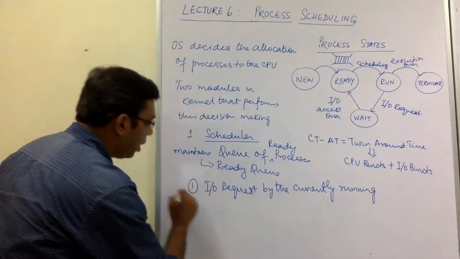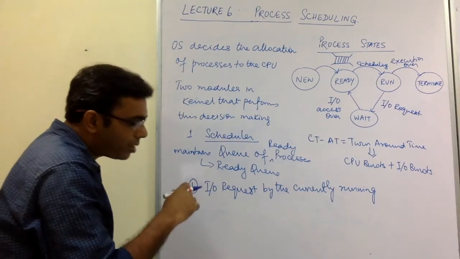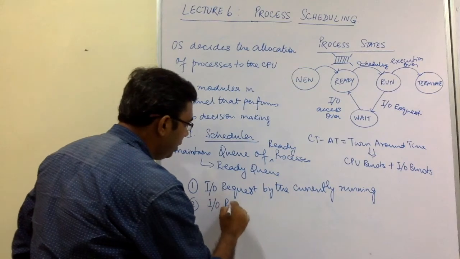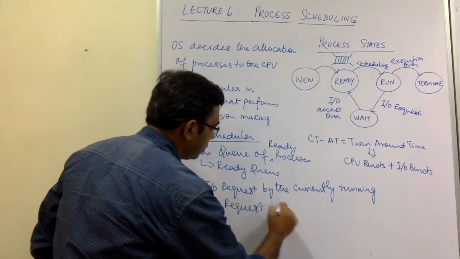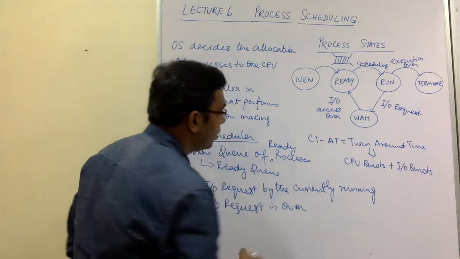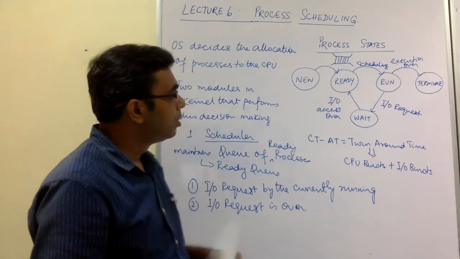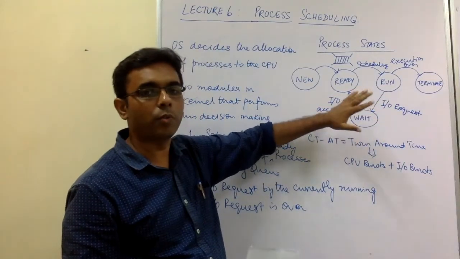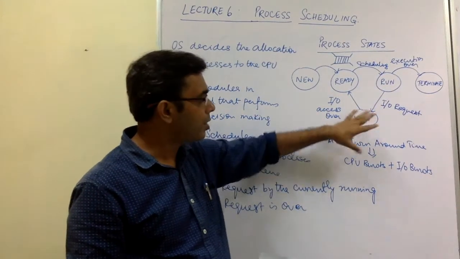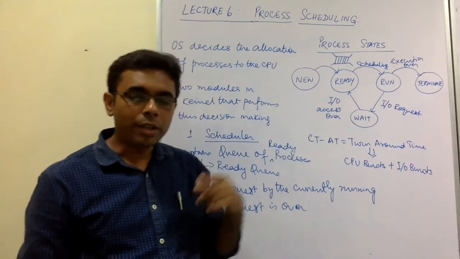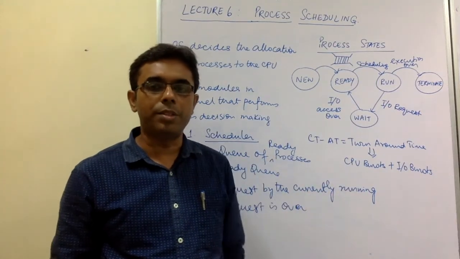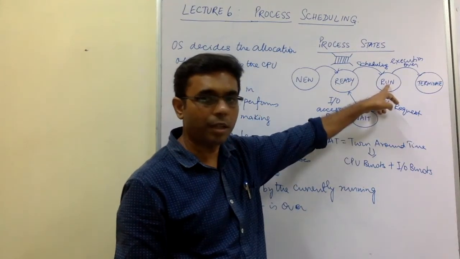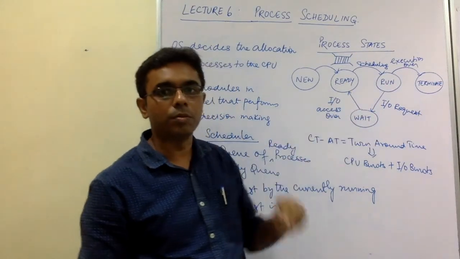Now, when this IO request is over, which means some process which was running went into the wait state and then the IO request is over, it also becomes a candidate to be executed. But it is not put directly into the run state. Rather, it should go and sit in the ready queue.